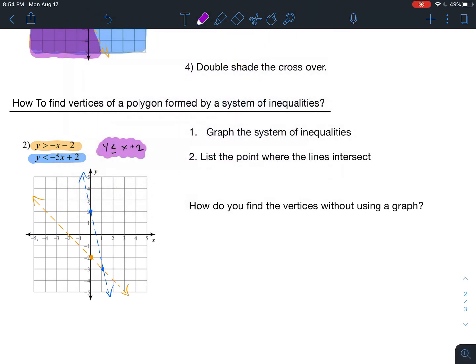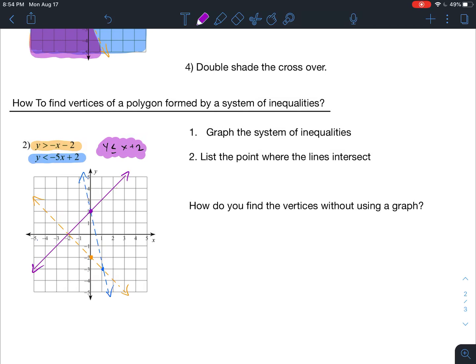Now for our purple line, this one's going to be a solid line because it's less than or equal to, and we're going to shade below. So we're going to go right there at 2, and it's just going to be a regular sloped line. Oops, I did that wrong. Did I? There we go, just like that.